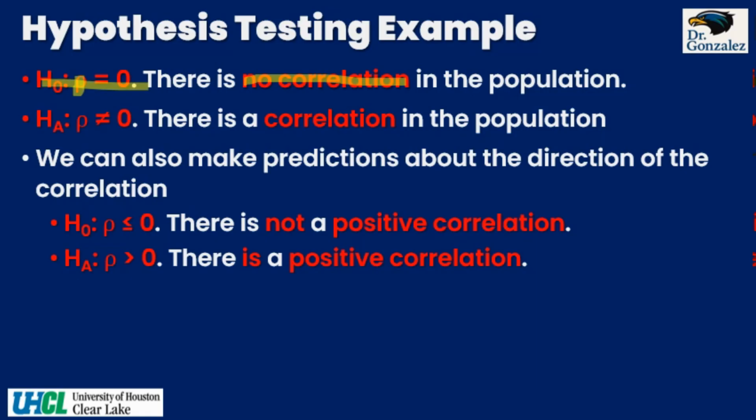I can also make a prediction about the direction of that correlation. I can tell you that rho is less than or equal to 0. It's not a positive. Or if it's greater than 0, it means I have a positive correlation. So in other words, if it's anything other than 0 going to the right and not a negative number there, it's positive, and the opposite would be true if you had a negative.